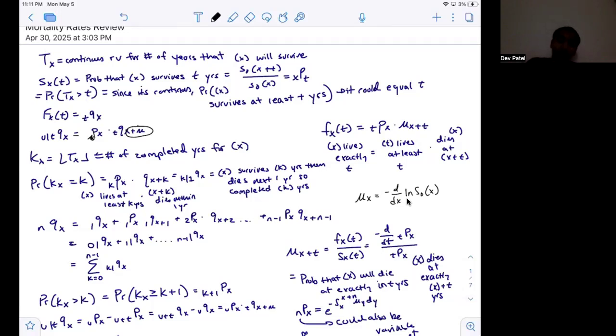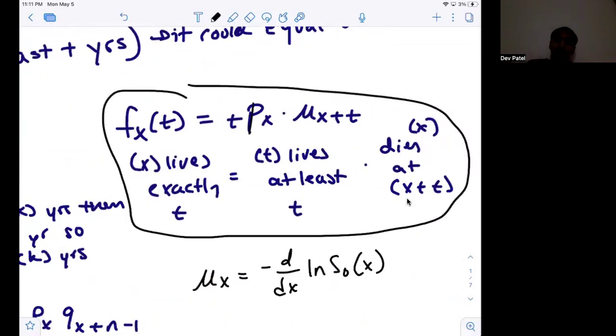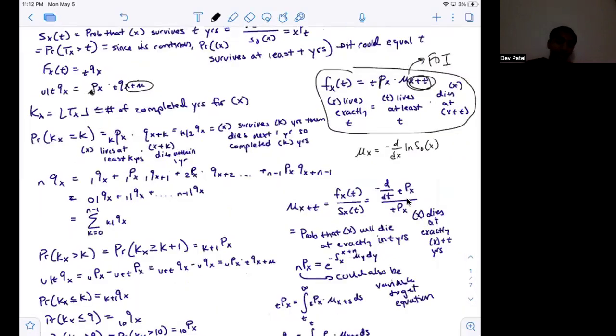If we're looking for the probability density function for an individual aged X, and the variable here is T, where T represents the number of years, a continuous variable, that aged X has left to live, that can be represented as the probability that aged X lives at least T years times the probability that aged X plus T dies within the next moment. So this represents the force of mortality at age X plus T.